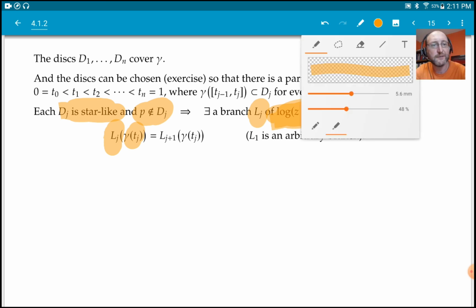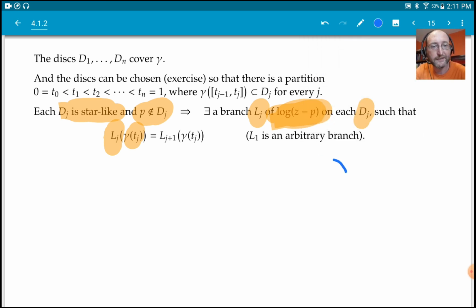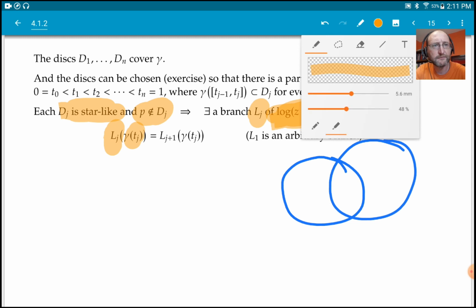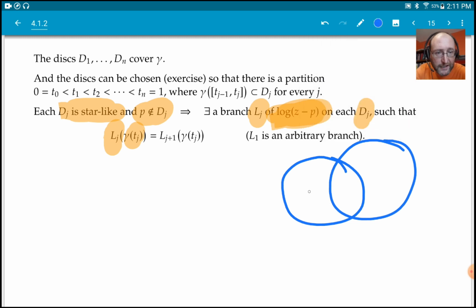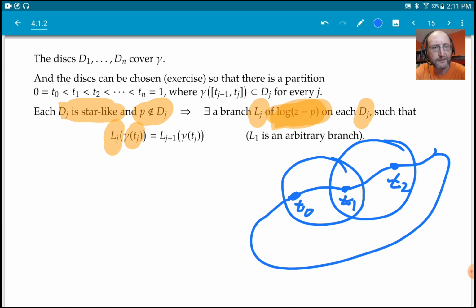So maybe let me draw this a little bit. We have a disk over here and another disk over here, and our path is going like this. Let's start with D1. We start over here. This is really gamma of t0, but I'm just going to write t0 over here. Then over here is t1, and maybe here there's a t2, and then it goes on, and then maybe comes back over here. This is my D1. This is my D2.